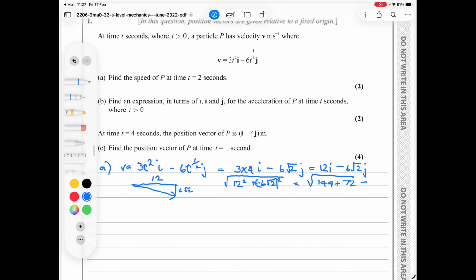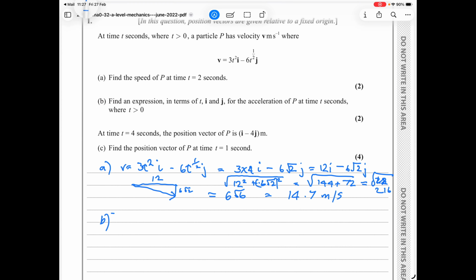And that's the square root of 216, you can use a calculator. And if you put it into your calculator, that equals 6 root 6, which equals 14.7 meters per second. And both of those could be useful in the future. So let's find out what B holds.